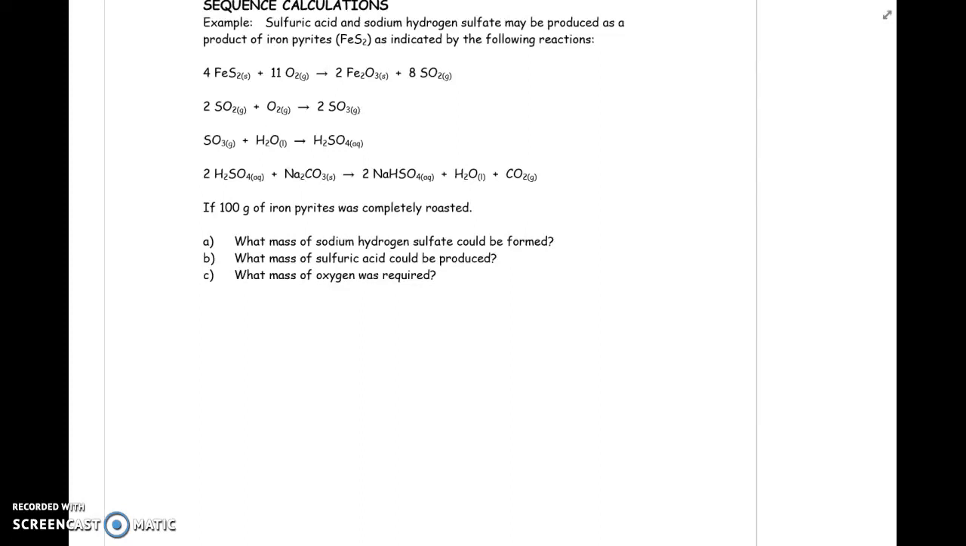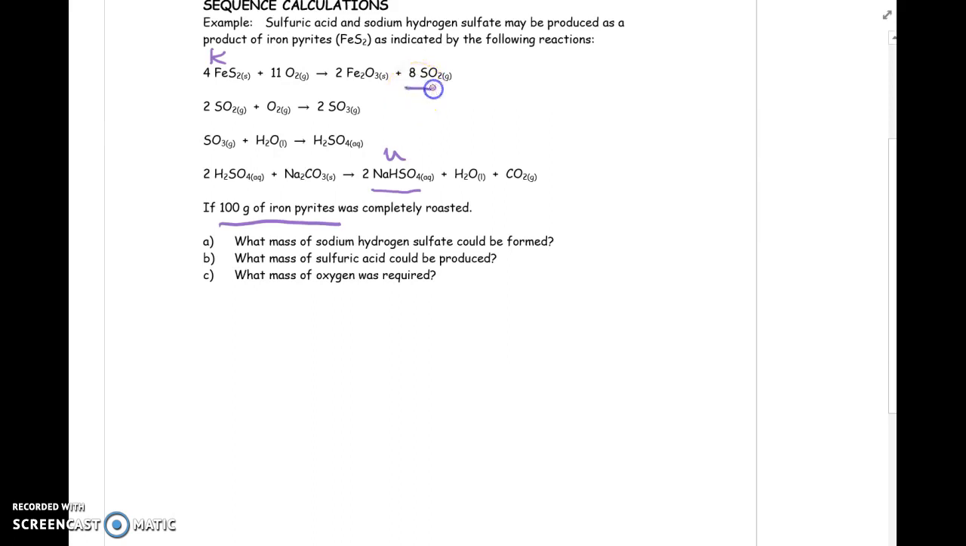Now let's look at this reaction sequence for the production of sulfuric acid from iron pyrites. The first thing I'm going to do is play with my equation. I'm looking at the question and it tells me that I have 100 grams of iron pyrites. So this is my known. Eventually I'm going to want to find out this one here. So to get from here to here, I need to adjust the ratios on my coefficients.